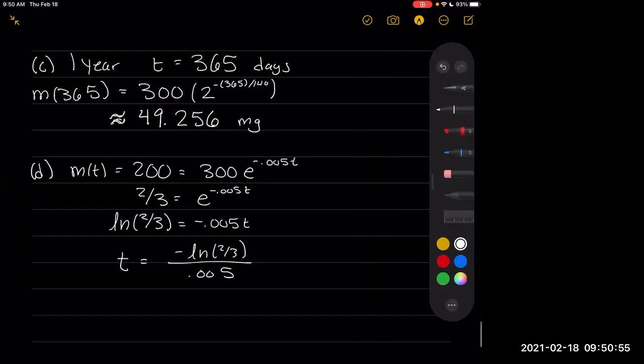So plugging this into a calculator, we see that T is approximately 81.9 days. So it'll take about 82 days for the mass to become 200.